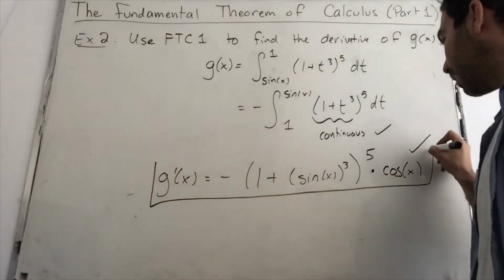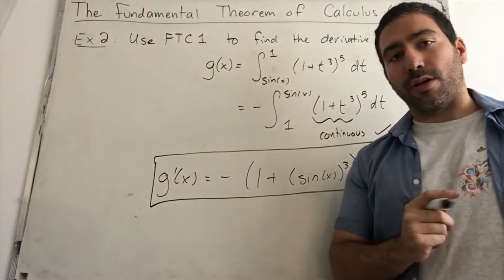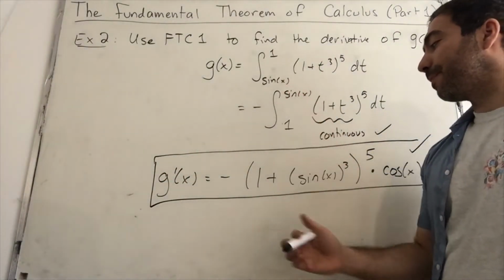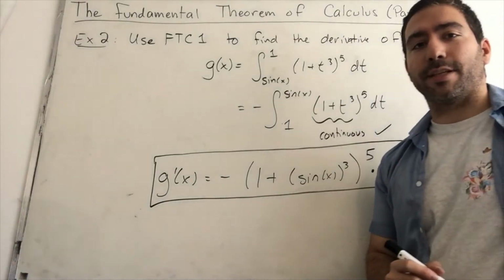So remember to apply chain rule, depending on the function that's on our upper bound. Okay, so now we have our derivative. Okay, let's take a look at a harder example.